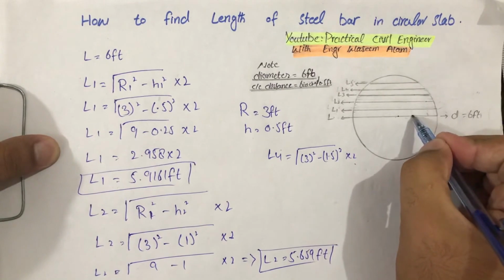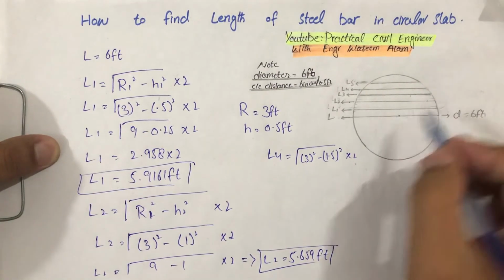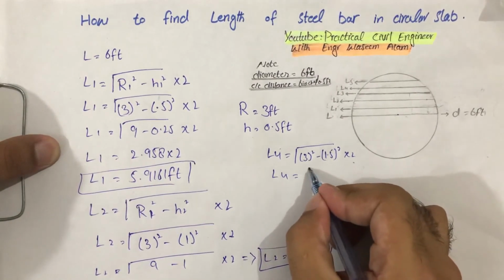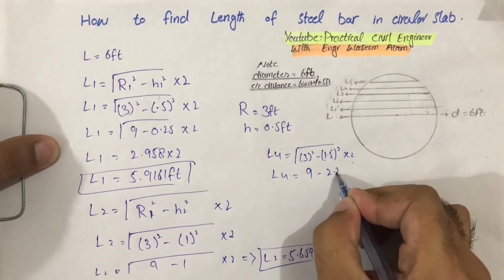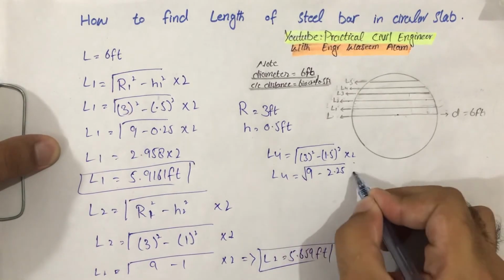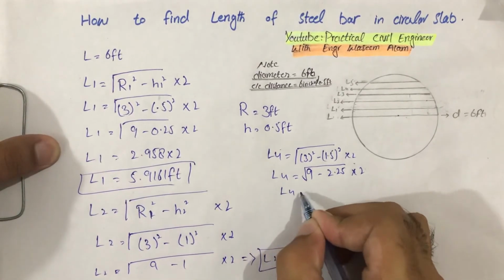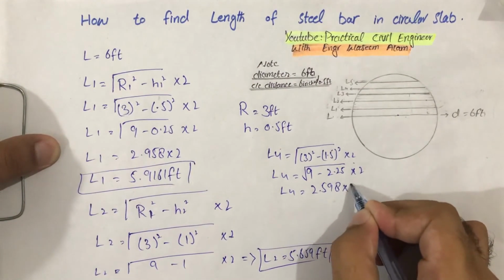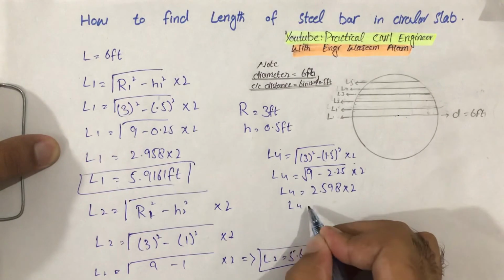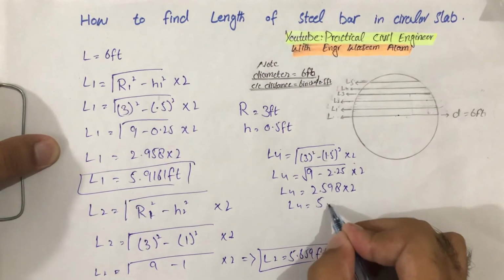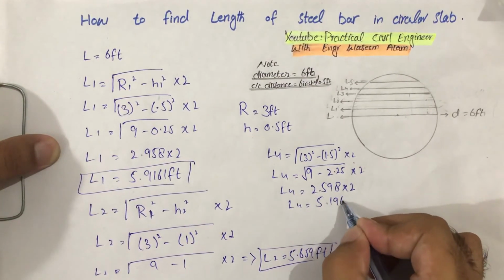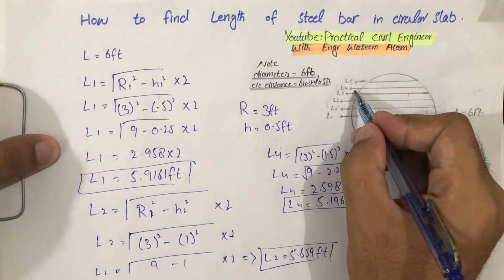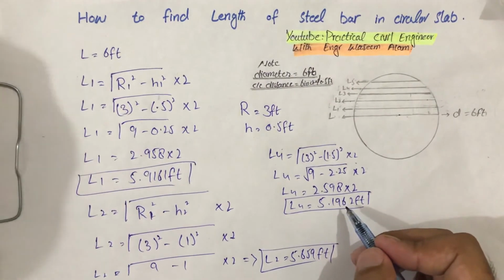Same for L3, which is 3 square minus 1.5 square, multiplied by 2. 1.5 because 0.5, 0.5 and 0.5, which is 1.5. So L3 is equal to root of 9 minus 2.25, multiply by 2. That will be 2.598 multiply by 2. So L3 is equal to 5.1962 foot. So the length of L3 will be 5.196 foot.